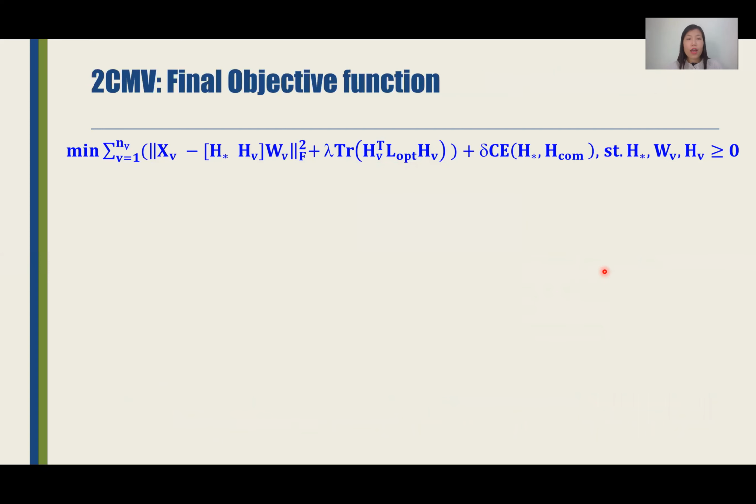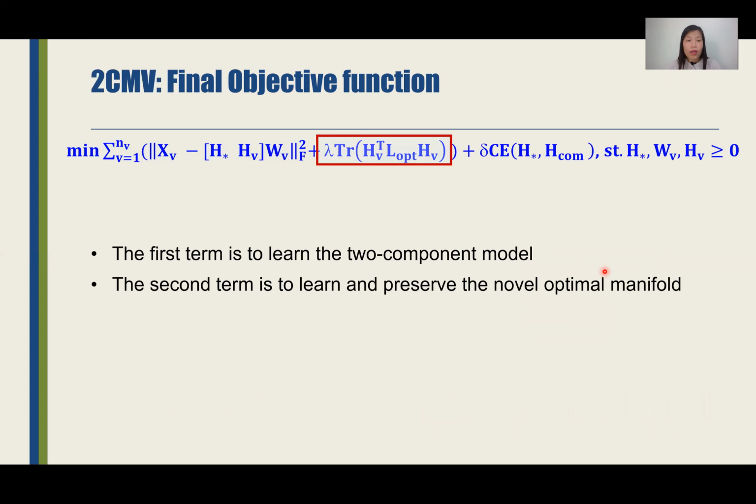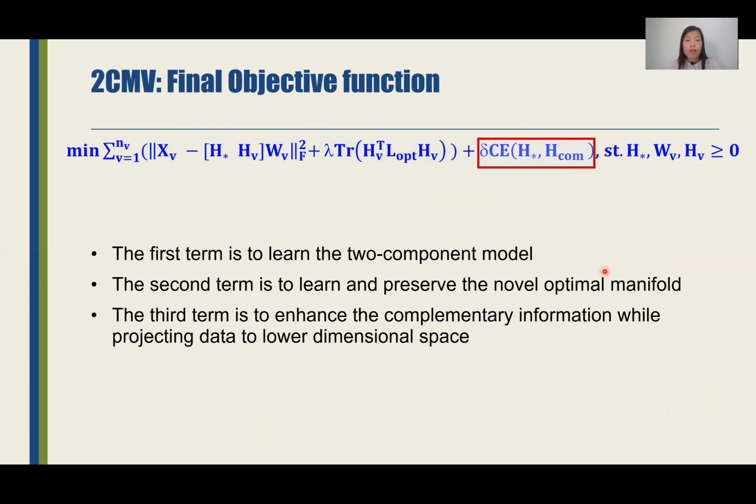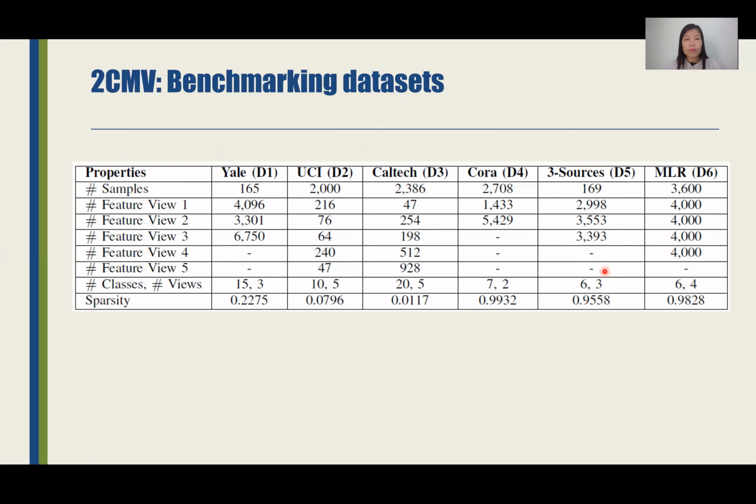In summary, the final objective function of 2CMV includes three terms. The first term is the two-component model. The second term is to learn and preserve the novel optimal manifold. The third term is to enhance the complementary information while projecting data to lower dimensional space. We also make use of two trade-off parameters for manifold learning and for the complementary enhancing term, delta and lambda.